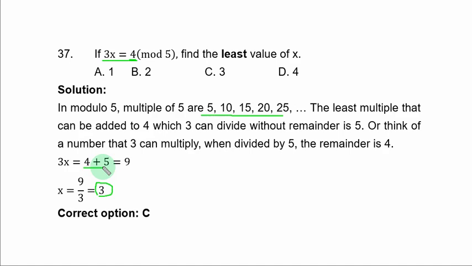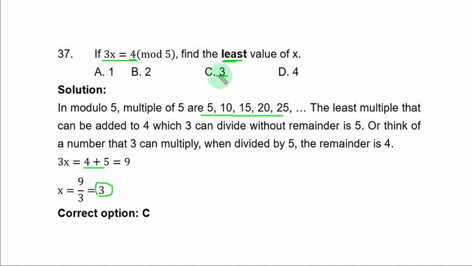Now, we have the option of 5 and 8, but you are asked to find the least. So, between 5 and 20 now, not 8. Between 5 and 20, the least there is 5. So, it is 5 that is to be added to 4. When divided by 3, there is no remainder. So, the result is 3.